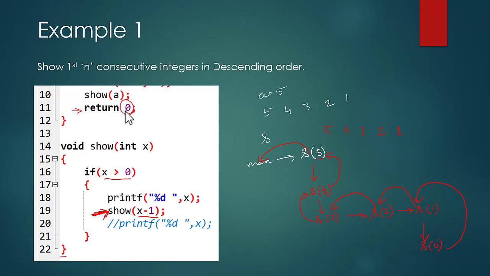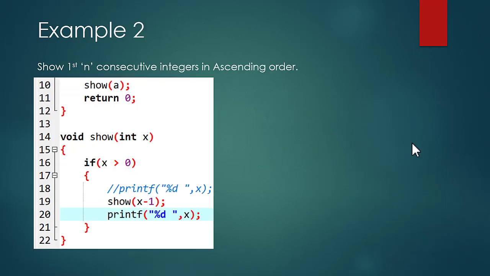So we have printed the consecutive integer numbers in a descending order, or in a reverse order. Now, if the problem statement is like that, show the first n consecutive integer numbers in ascending order.